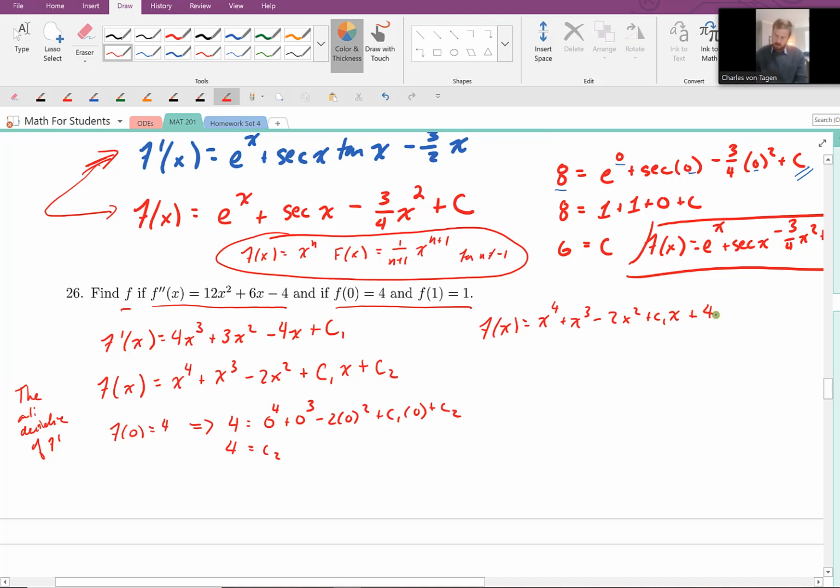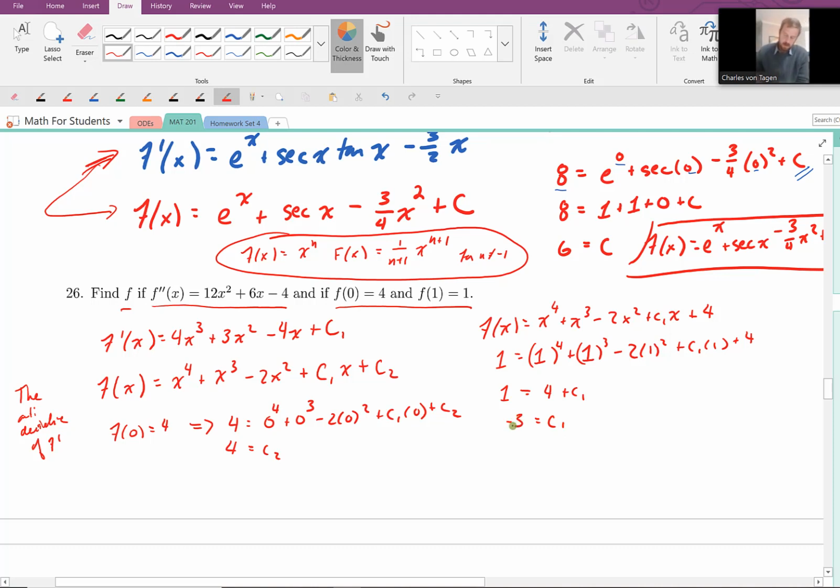Okay. But now we need to figure out what c1 needs to be. Well, luckily we've been given another initial condition, and so we can go ahead and find out what c1 needs to be. I know that if I plug in a 1, it needs to output a 1, so that tells me that this statement needs to hold. That 1 on the left-hand side needs to equal 1 to the fourth plus 1 to the third minus 2 times 1 squared plus c1 times 1 plus 4, or if you clean this whole thing up, we end up with 1 is equal to, let's see here, that's 1 plus 1 minus 2, which is 0, plus 4, so 4 plus c1, or that c1 is equal to negative 3.